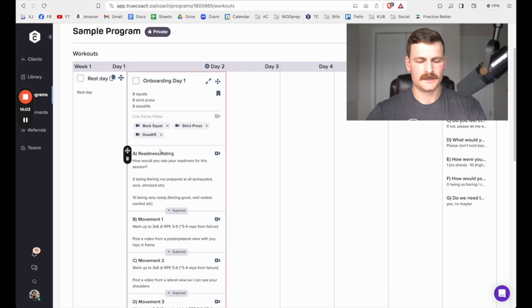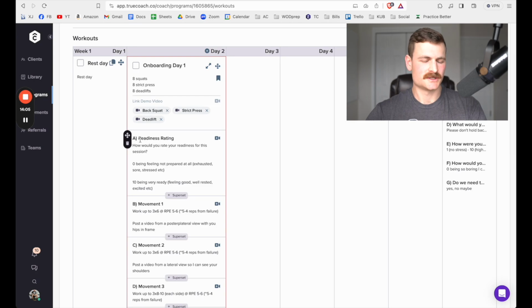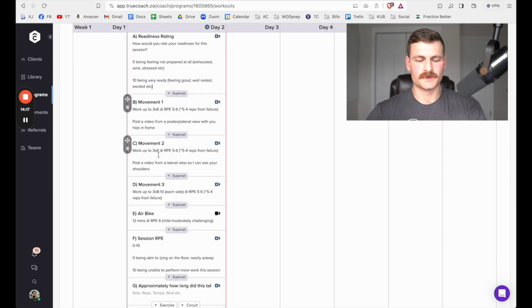Cool. Now I've been asking for a readiness rating just to see how they are feeling when it comes to getting this program going. So how would you rate your readiness? 0 being not prepared at all and 10 being super ready. And then I usually will include 3 movements, 2 more primary movements, and then a secondary or an isolation movement.